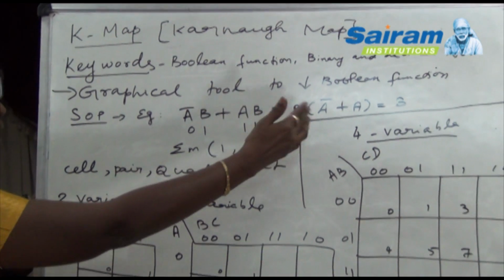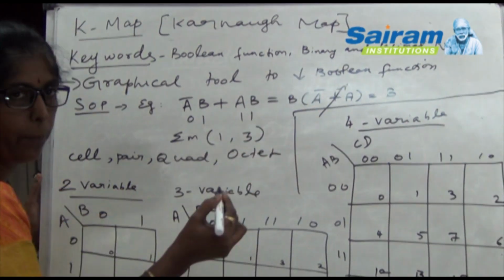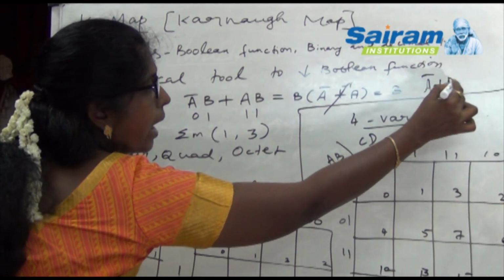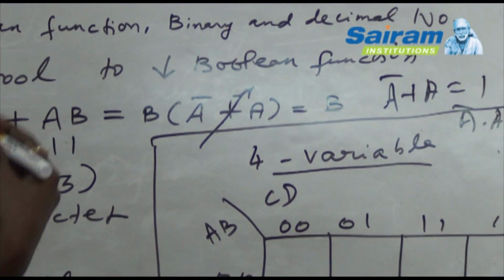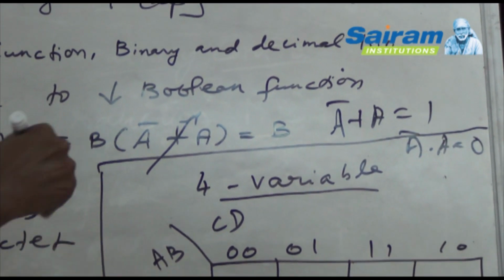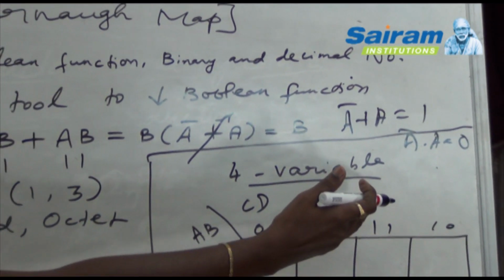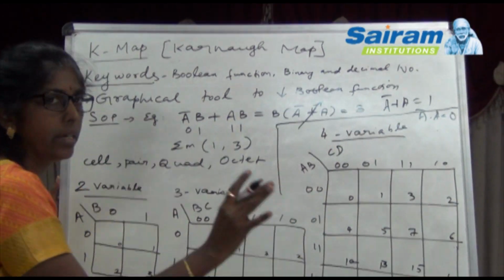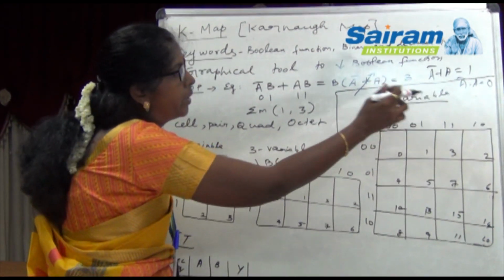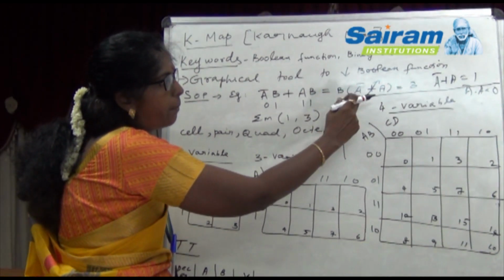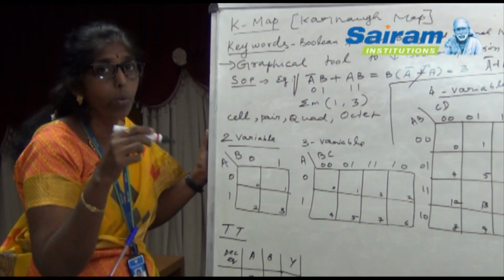We can take B out, and A bar plus A, which is equal to 1, gives B. This is according to the complementary law. According to the complementary law, A bar plus A is equal to 1 and A bar dot A is equal to 0. This means if we are giving value to A, if A is equal to 0, A bar is equal to 1. So A bar plus A means 1 plus 0, 1. Like that, if A is equal to 1 and A bar is equal to 0, A bar is nothing but the complement of A. So 1 dot 0 is equal to 0. This is nothing but the complementary law. According to the complementary law, B of A bar plus A is equal to B. This is the application of Boolean law to reduce the Boolean function.